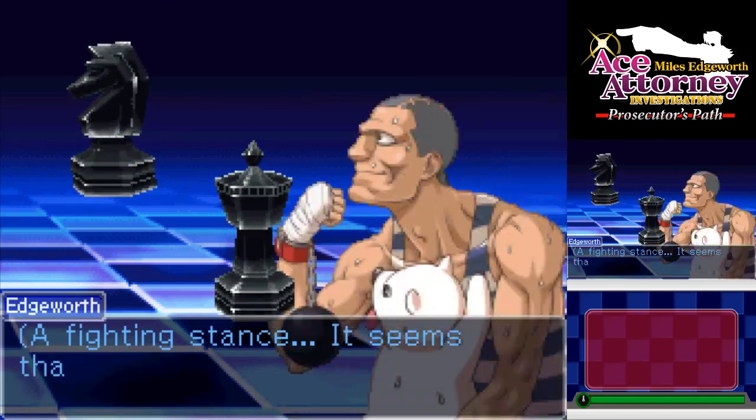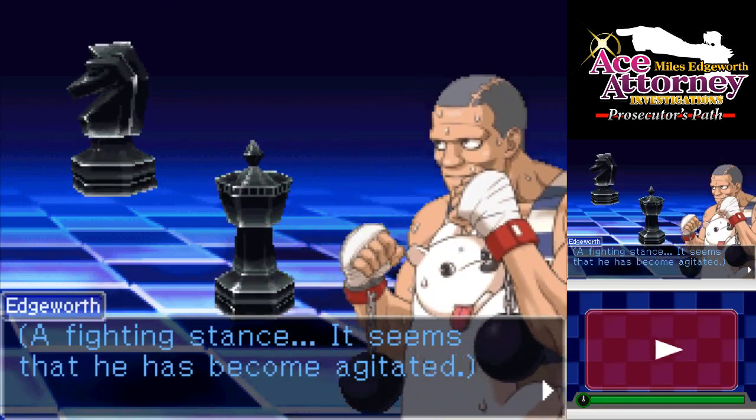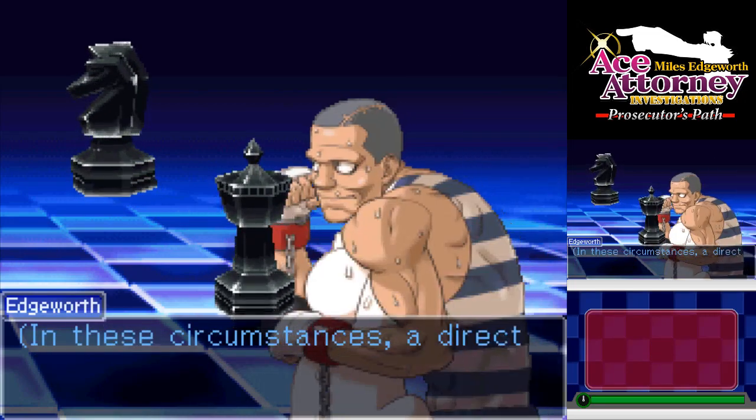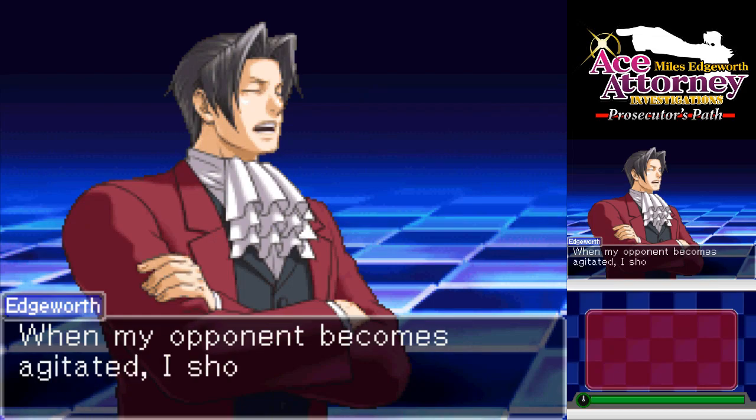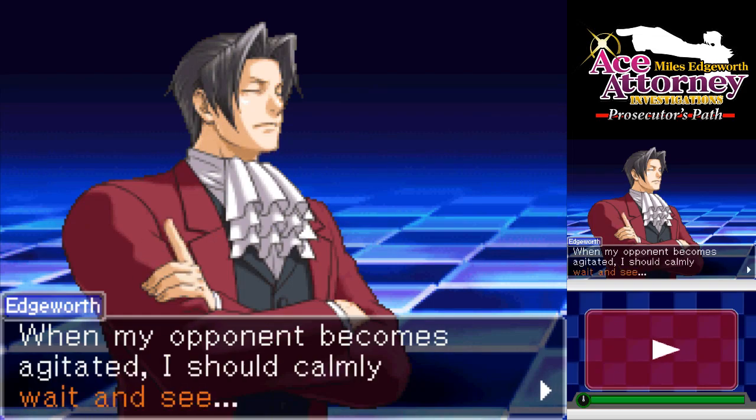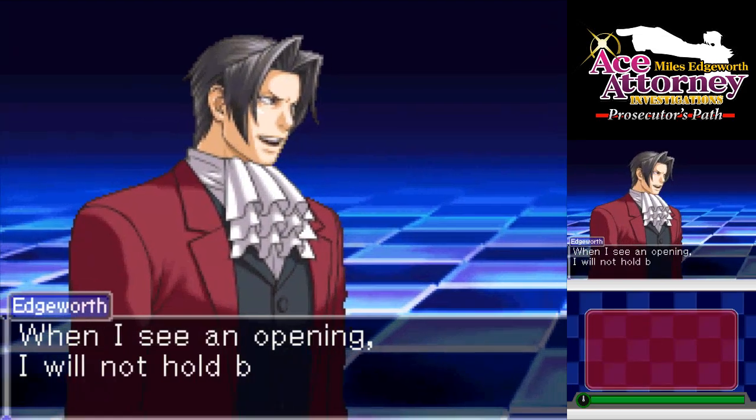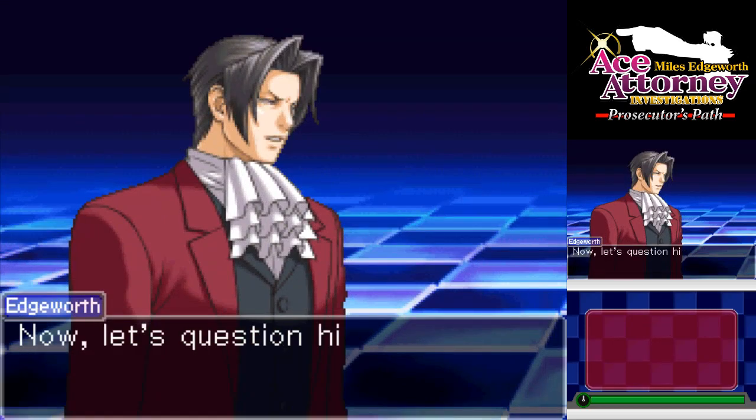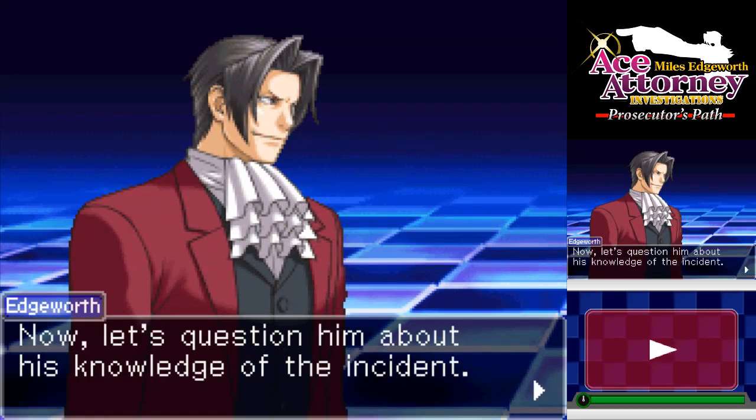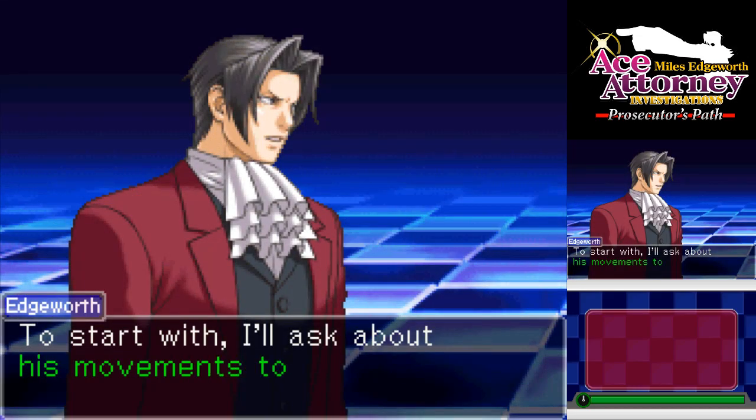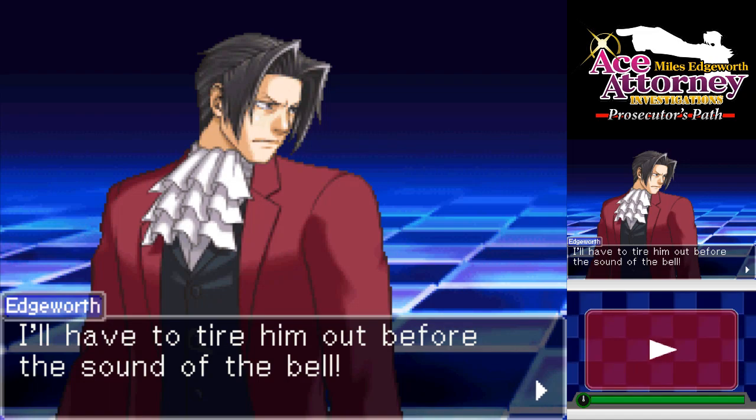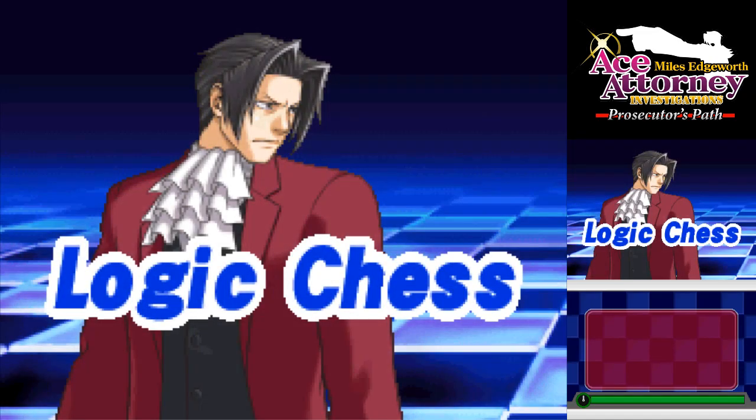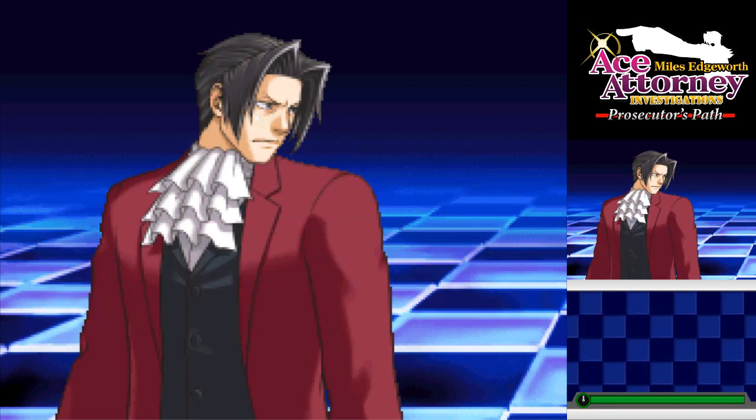A fighting stance. It seems that he has become agitated. In these circumstances, a direct confrontation would be pointless. When my opponent becomes agitated, I should calmly wait and see. When I see an opening, I will not hold back. Now, let's question him about his knowledge of the incident. To start with, I'll ask about his movements today. I'll have to tire him out before the sound of the bell. Begin logic chess.